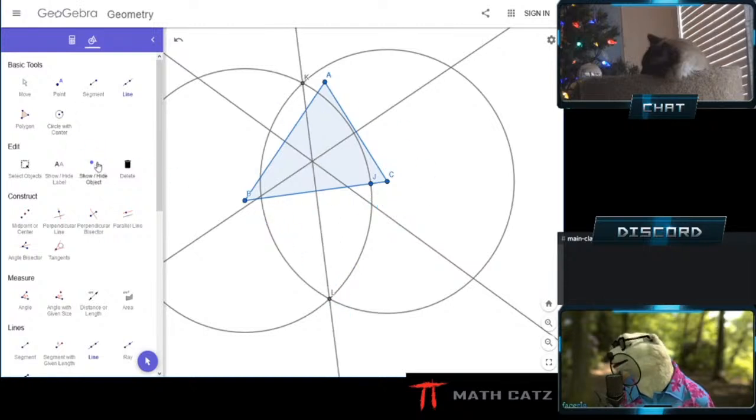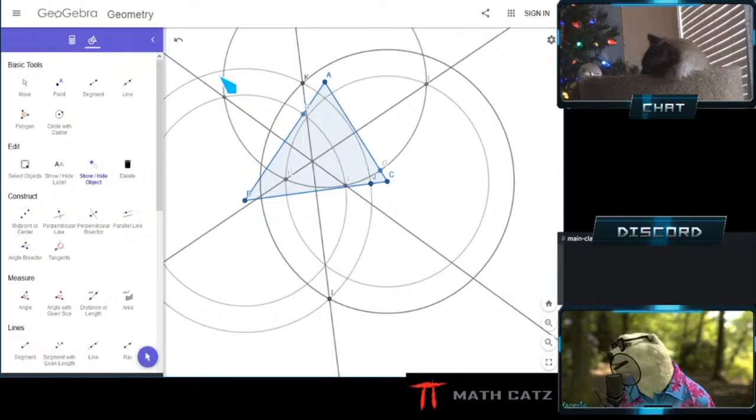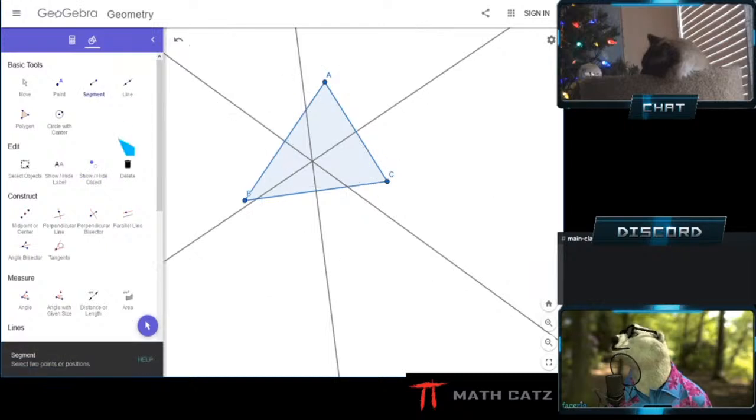A lot of things are happening here. I don't necessarily want to see them all. Get rid of that circle. Get rid of that circle. Get rid of that point J. Get rid of this K and L too. They were only there for me to draw the perpendicular bisector. Now I have it. It's over. Move on.